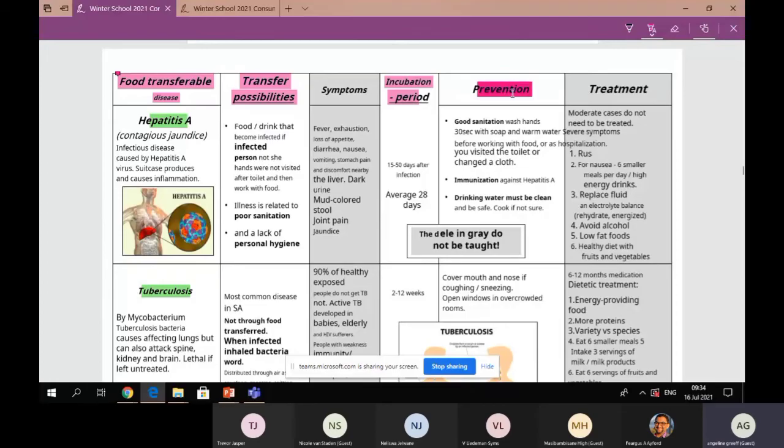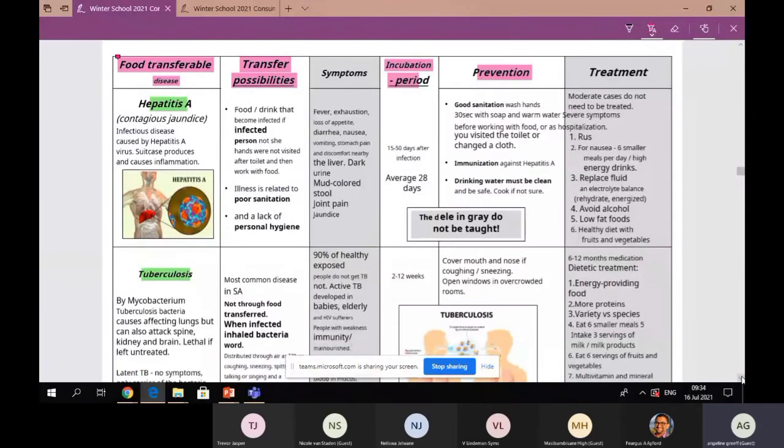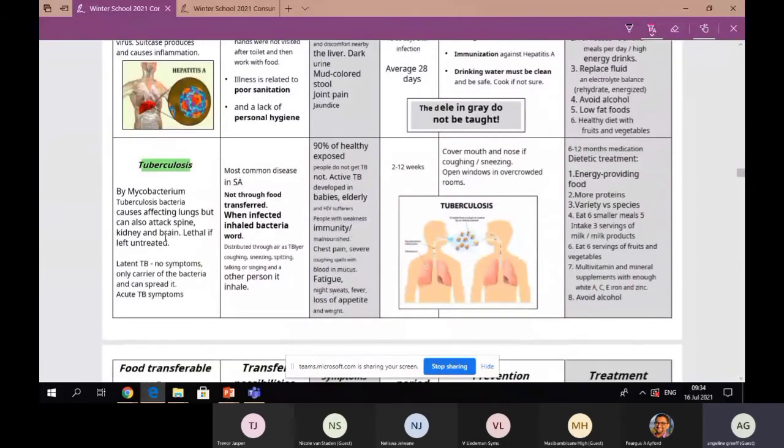Okay, and then of course, how do we prevent it? There are some general ways to prevent it, which are going to be applicable for most of them, besides TB. So I'm not going to go into detail. TB is caused by mycobacterium. It can affect the lungs, but also attack the spine, the kidney, and the brain.